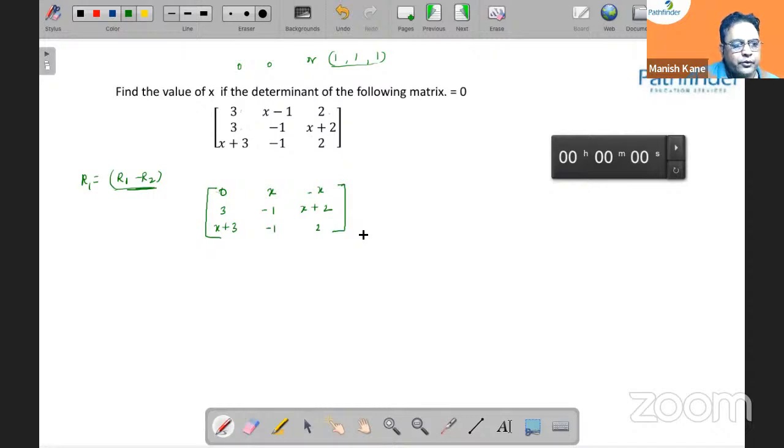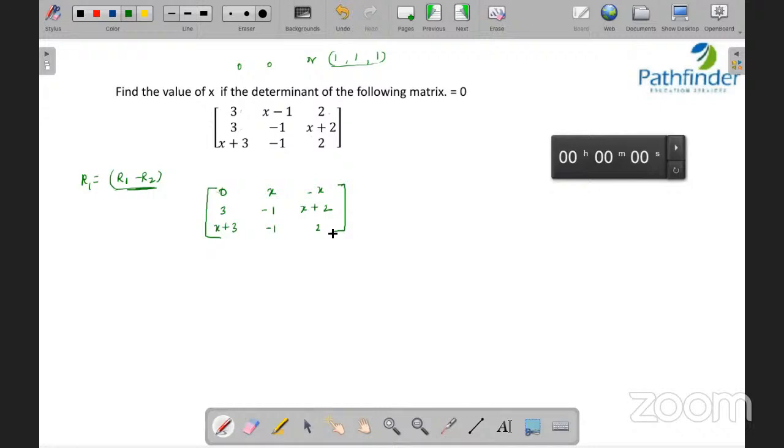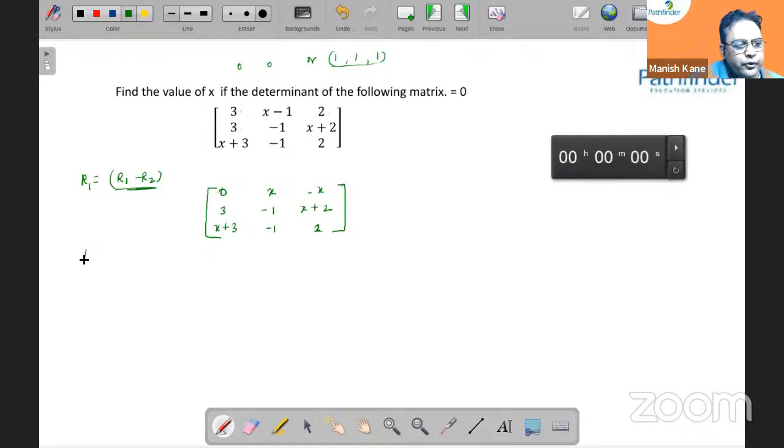Anything else that I can do? Any other element I can get to as 0? So with row 2 and row 3 operations, minus 1 can become 0. Okay, so if I do row 2 minus row 3 and replace row 3 by row 3 minus row 2, my first two rows will not change. Minus 1, x plus 2, x plus 3.